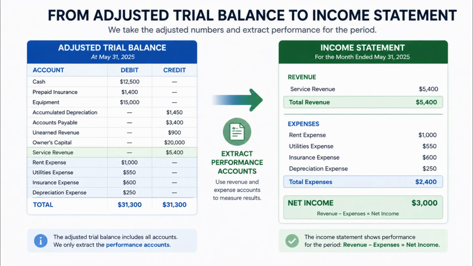We're not guessing these numbers, we're pulling them directly from the adjusted trial balance. This is critical because the trial balance ensures consistency, the adjusting entries ensure accuracy. Now we extract only the accounts that relate to performance.